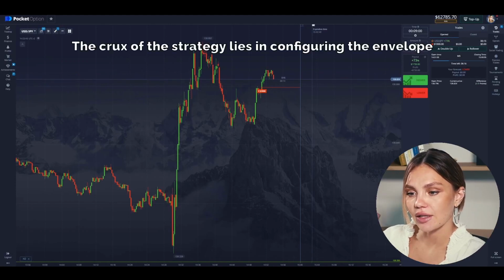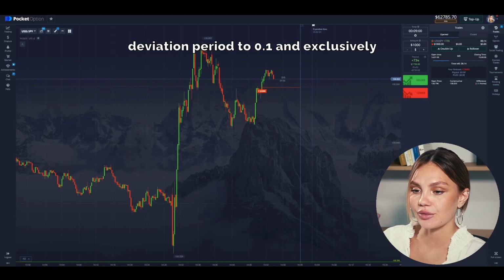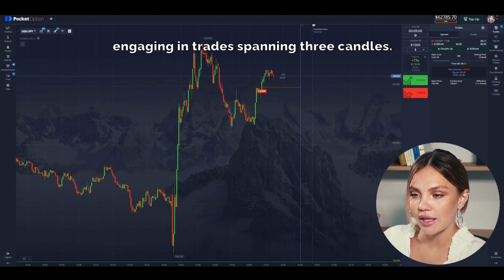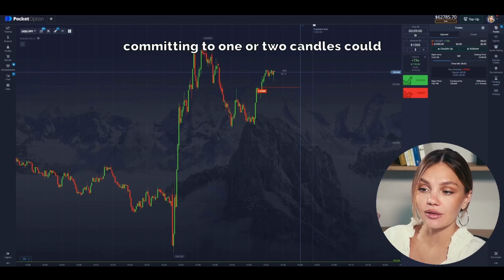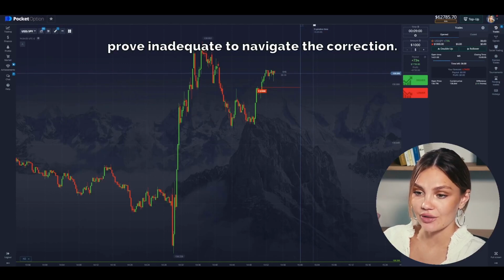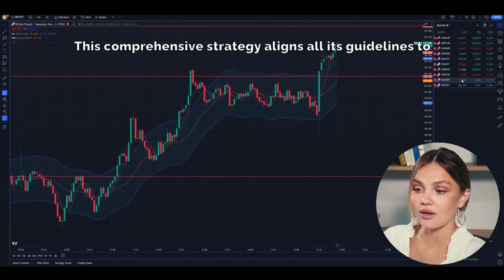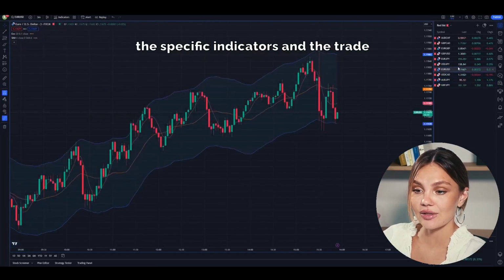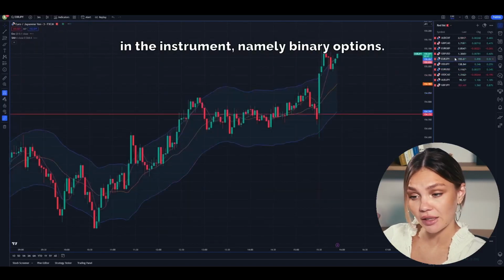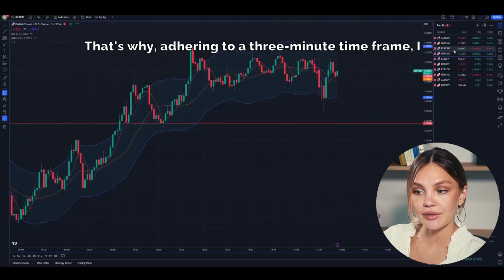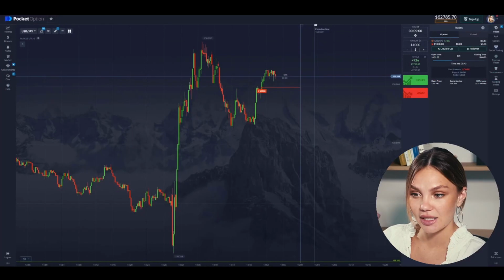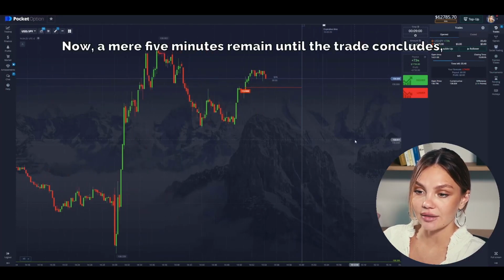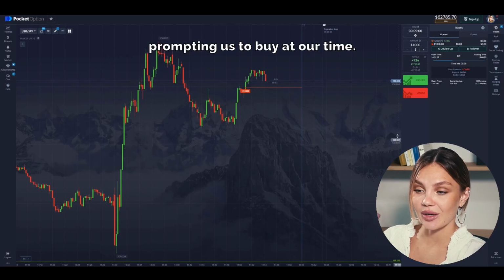The crux of this strategy lies in configuring the envelope deviation period to 0.1 and exclusively engaging in trades spanning 3 candles. Opting for 5 candles might prove excessive, whereas committing to 1 or 2 candles could prove inadequate to navigate the correction. This comprehensive strategy aligns all its guidelines to the specific indicators and the trading instrument, namely binary options. That's why, adhering to a 3-minute time frame, I entered the trade for an unconventional duration of 9 minutes. Now, a mere 5 minutes remain until the trade concludes, prompting us to bide our time.